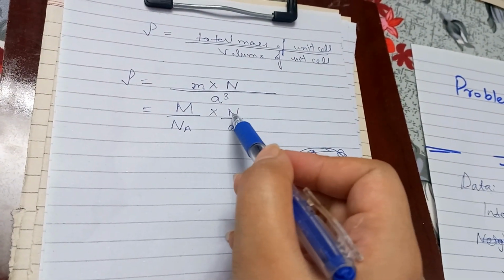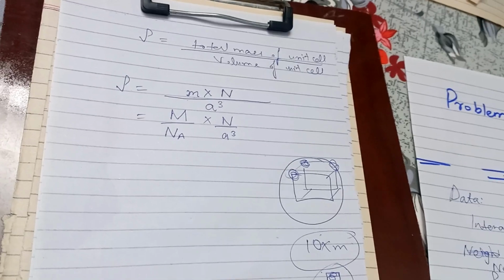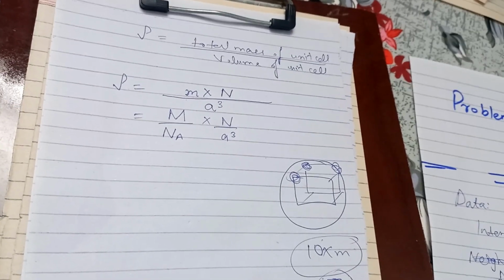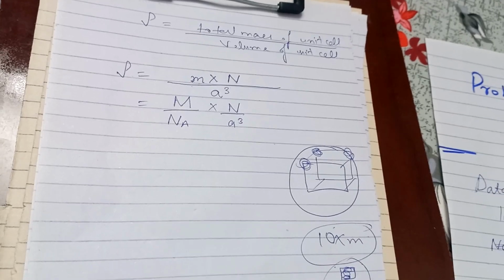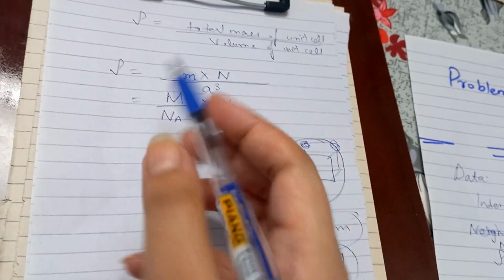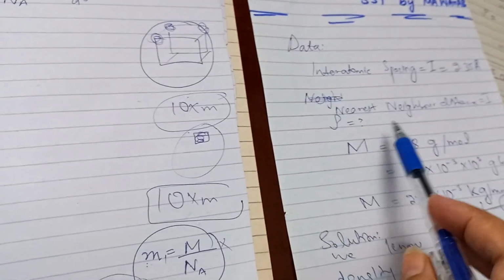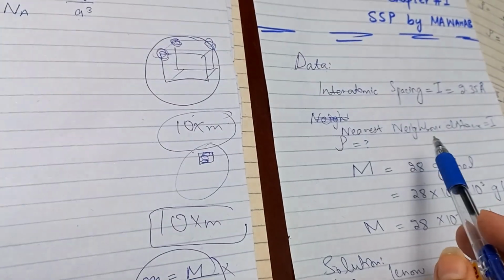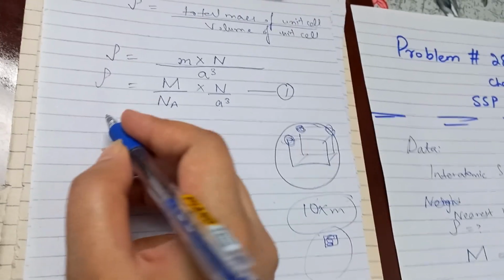Now we know capital M, which is 28 multiplied by 10 to the power minus 3, and Avogadro's number, which is 6.023 multiplied by 10 to the power 23. But what are capital N and a cube here? We should know about it. And a is different from nearest neighbor distance or interatomic spacing, keep that in mind. So we first have to know about it.